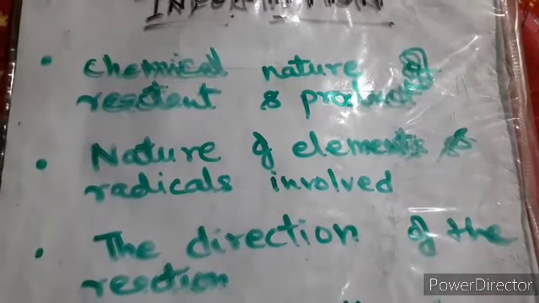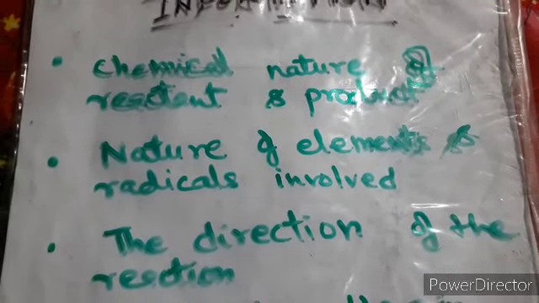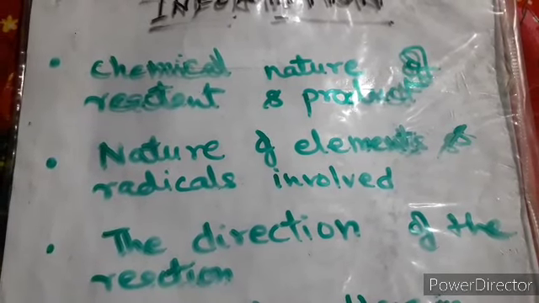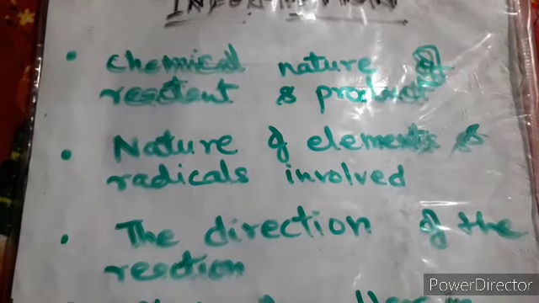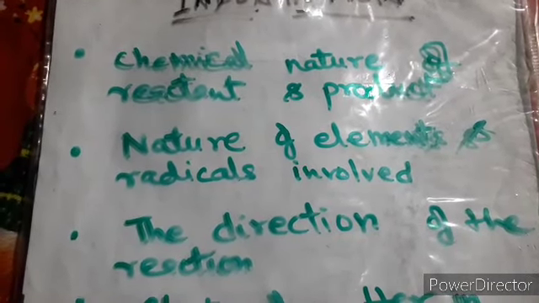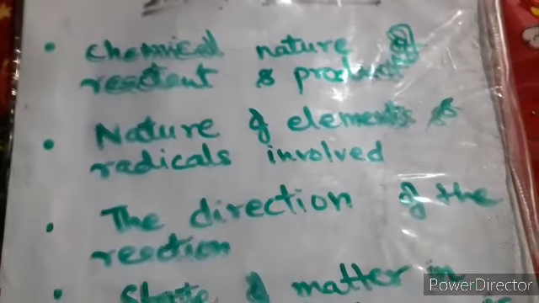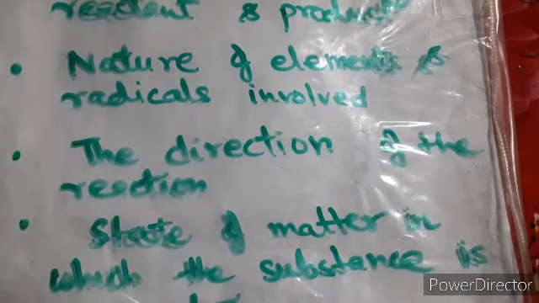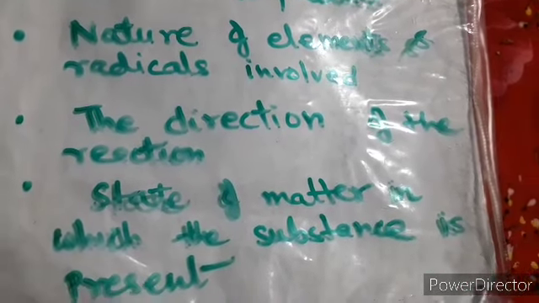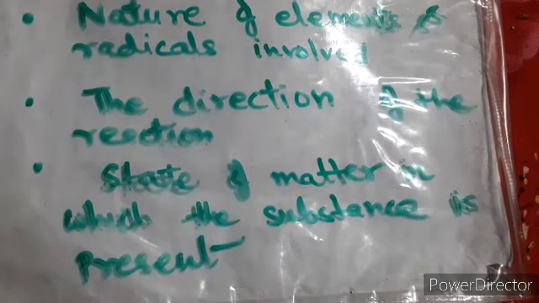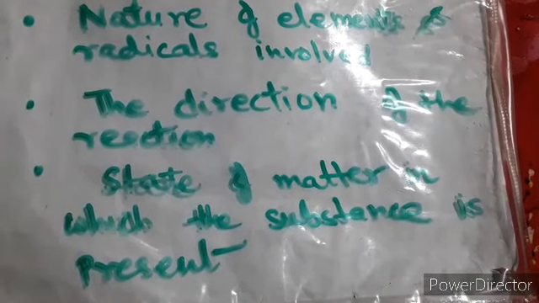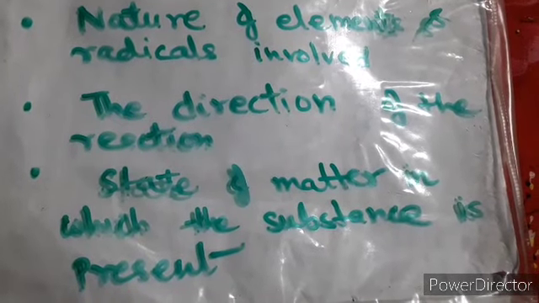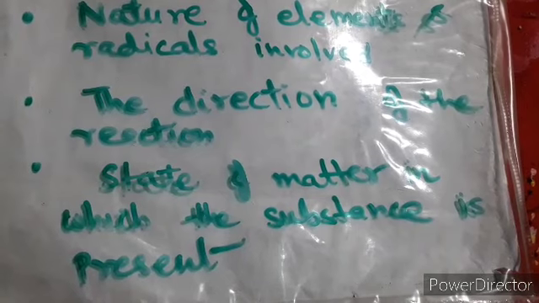Then the next case is nature of elements and radicals involved. You have seen that you have different elements, some are metals, some are non-metals, some are metalloids. And radicals also, you have seen that they are negative radicals or positive radicals. Then direction of reaction, we'll focus on it. These two portions, the direction of the reaction and the last point, state of matter in which the substance is present, I'll show you with the help of an equation or a reaction, which will help you understand this.